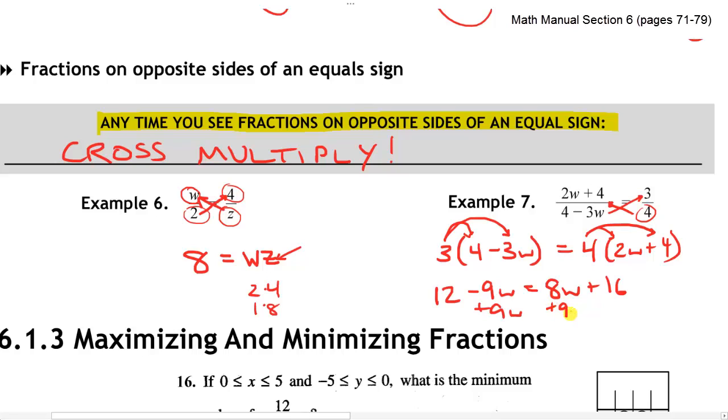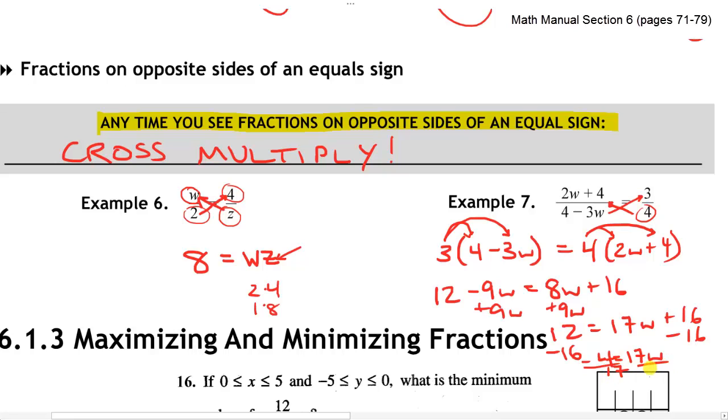In fact, I can just go all the way and solve for w. I get 12 equals 17w plus 16. Subtract the 16, subtract the 16. I get 17w equals negative 4. I'm going to divide by 17.